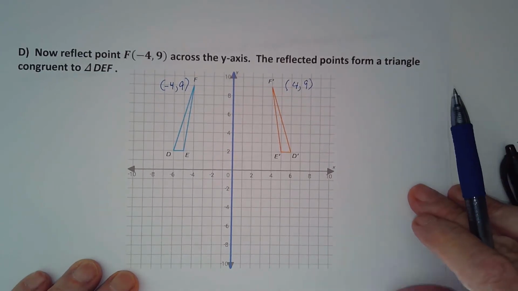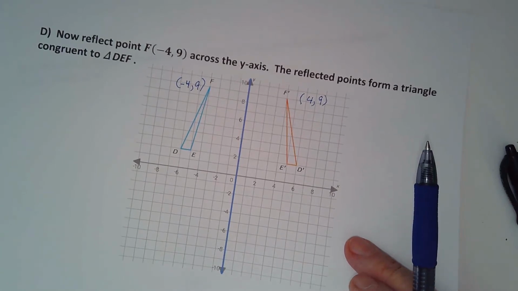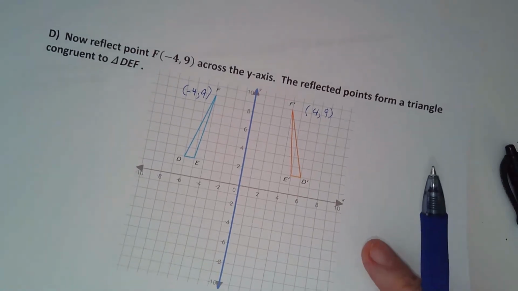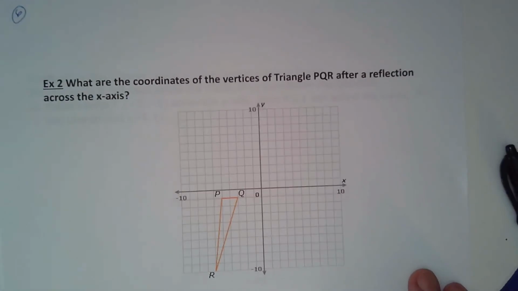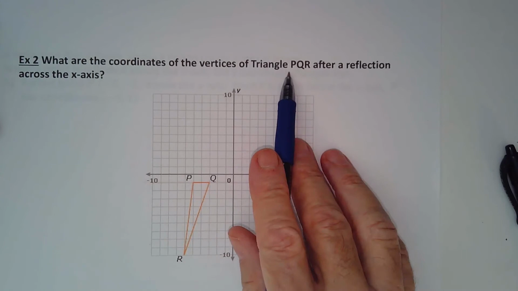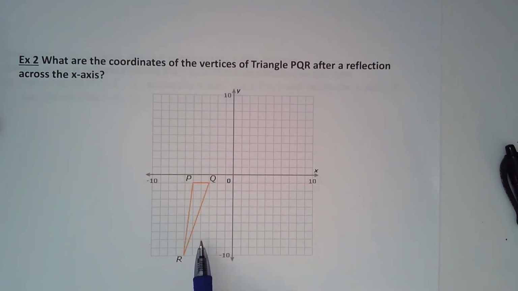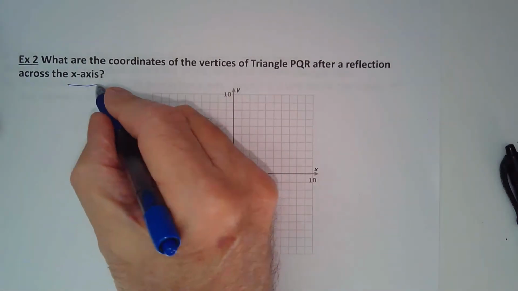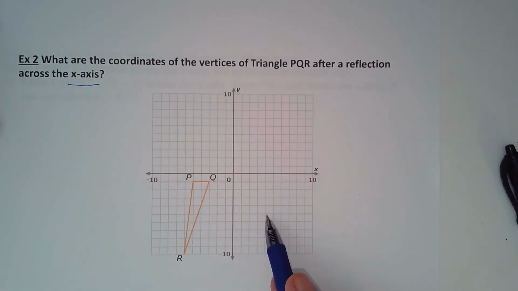Now, the second example covers, what is it? I think it's L9, yeah. In L9 we cover what we're doing here in example 2. It says, what are the coordinates of the vertices of this triangle PQR after reflection across the x-axis? Be careful, make sure you're following these directions. This is talking about reflection across the x-axis, not the y-axis.